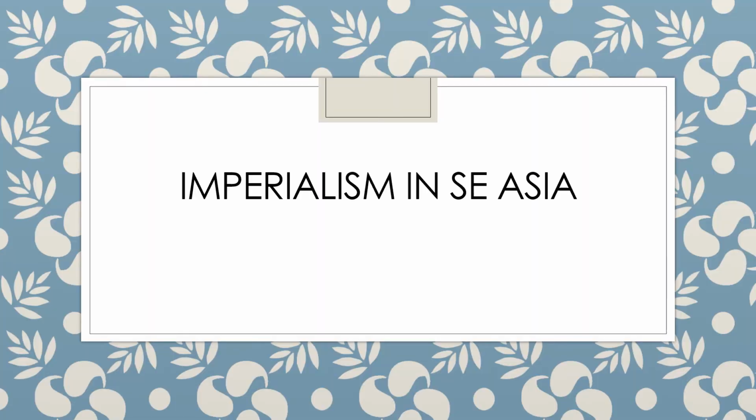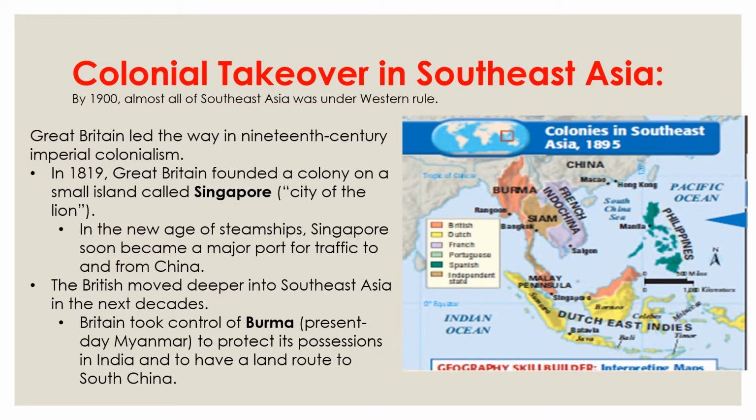So now let's talk about imperialism in Southeast Asia. The colonial takeover in Southeast Asia: we see by 1900, almost all of Southeast Asia was under Western rule. And you can look at this map and see all the different territories that were taken over by the different European nations. The British had the pink, the Dutch had the yellow, the French had the lavender, the Portuguese had the light aqua, Spanish had the green, and then there were a few independent states like Siam in there.